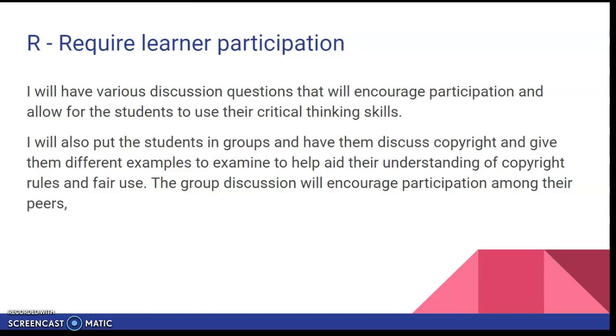I will also put the students in groups of 4 and have them discuss copyright. I will give them different examples to examine to help aid their understanding of copyright rules and fair use. The group discussion will encourage participation among their peers. I will be walking around, listening to what they have to say, and if they need any help, I can always guide them in the right direction. I feel group discussion is very important in a student's educational journey, as it allows them to hear from different people and hear their perspectives.